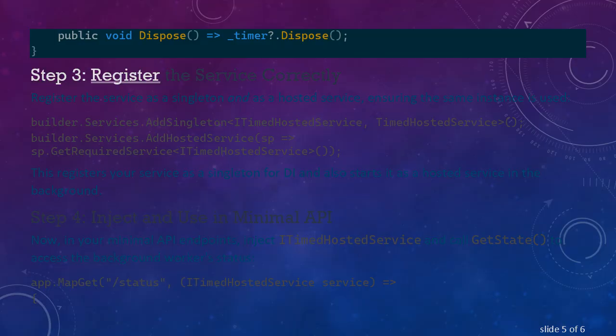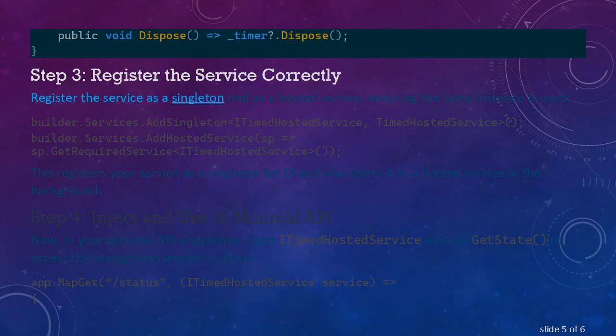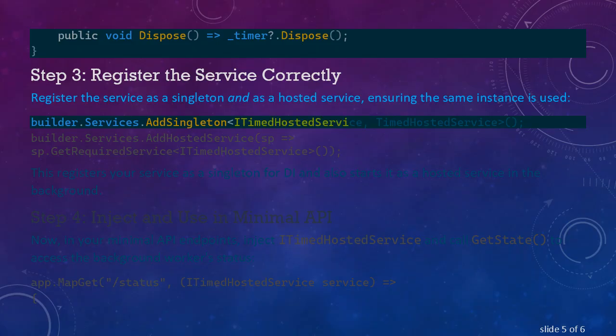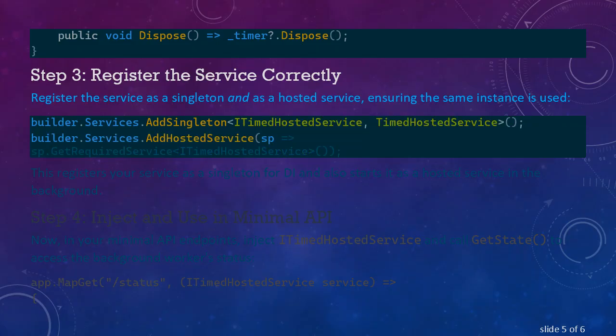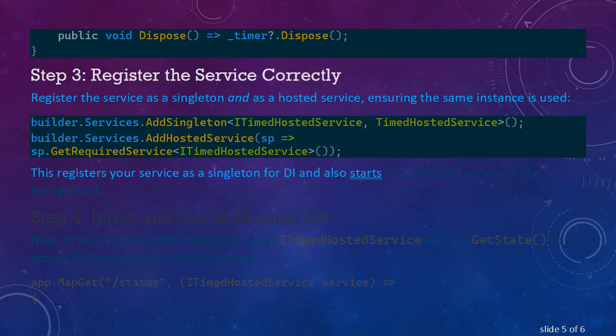Step 3. Register the service correctly. Register the service as a singleton and as a hosted service, ensuring the same instance is used. This registers your service as a singleton for DI and also starts it as a hosted service in the background.